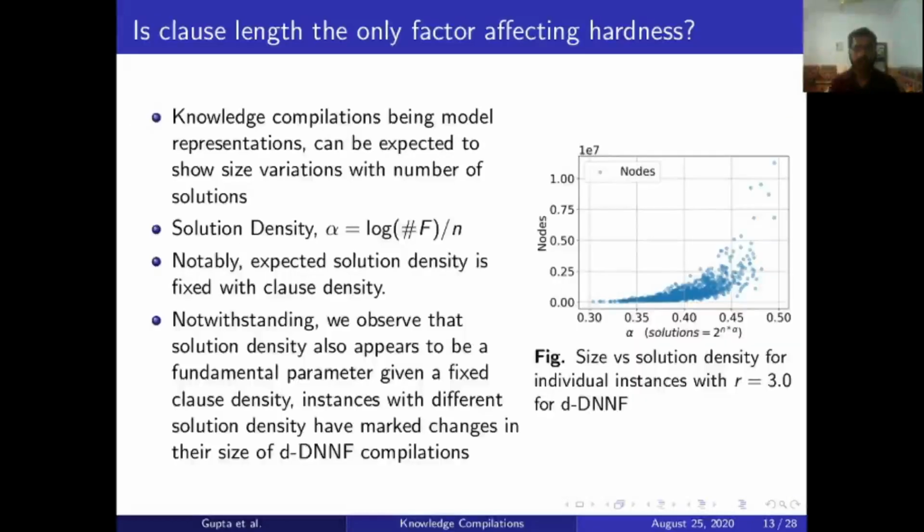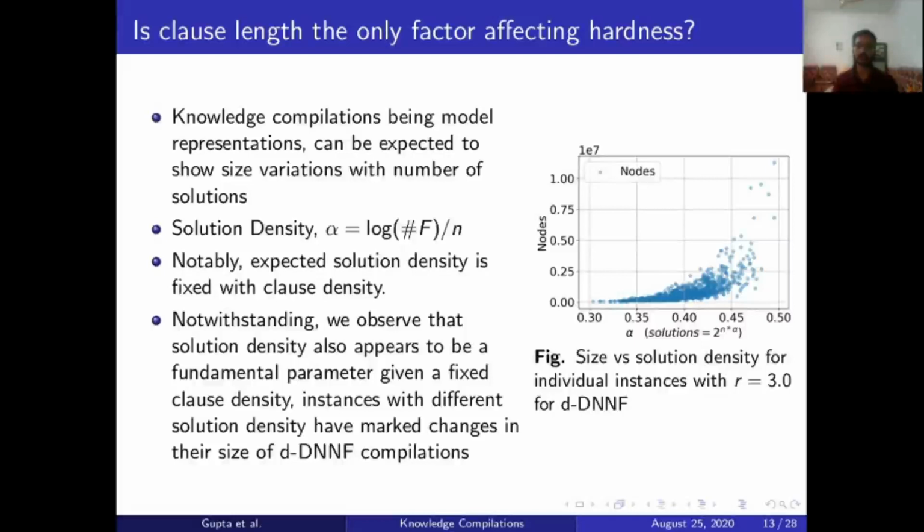Now we have looked at clause lengths, but this begs the question whether clause length is the only factor affecting hardness. We know that knowledge compilations can be seen as a representation of the solutions, so a natural extension of the question is whether the number of solutions also affects the size of the compilation.